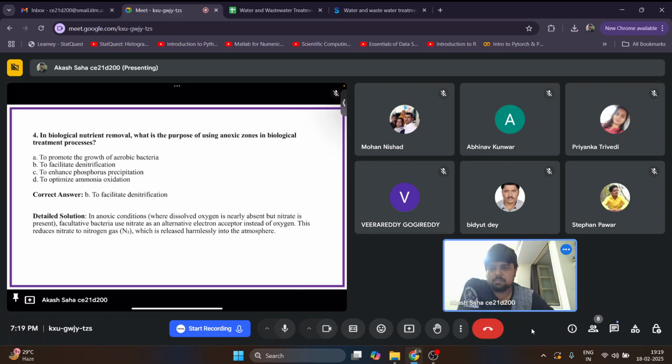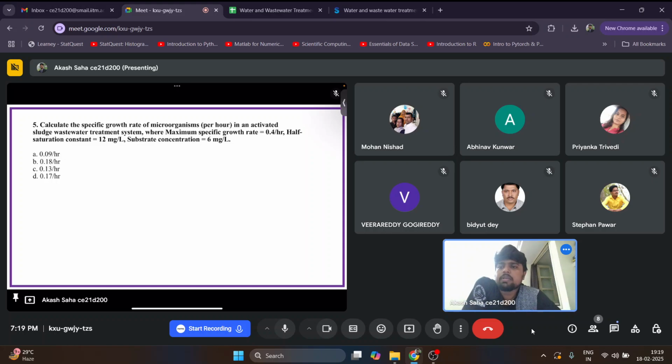Whereas in an aerobic atmosphere, we will be growing more and more aerobic bacteria and more oxidation will happen, from ammonia to nitrite to nitrate.